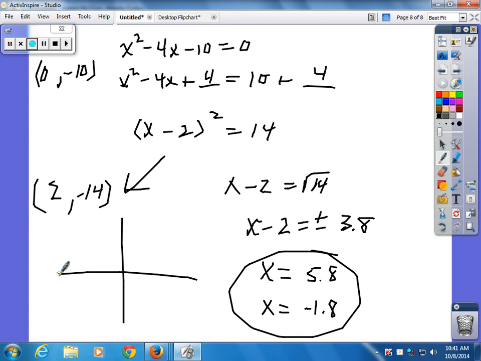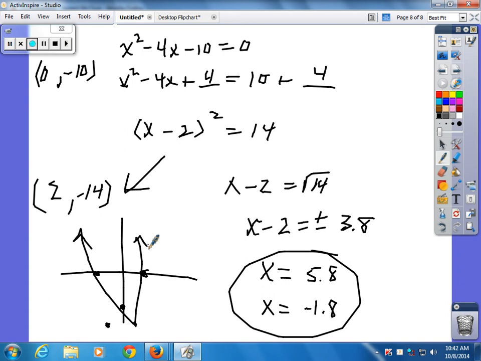That's going to be (0, negative 10), right in here. Vertex is (2, negative 14), which will be right in here. 5.8 is right in there. And negative 1.8, mine's way off. Too speedy down here. Gonzalez, slow down. There we go. There it is.